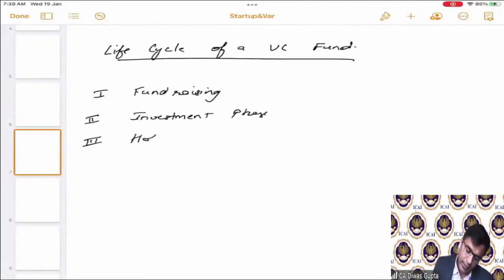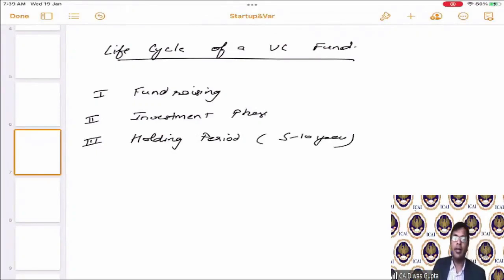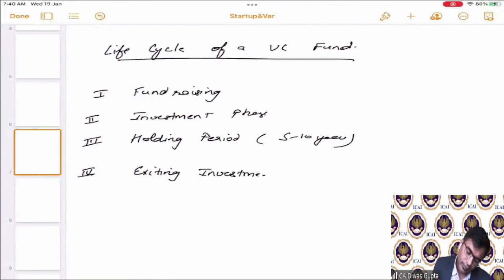Third is the holding period. Now they will hold their investments, assuming for 5 to 10 years, they will reap some valuation improvements, some kind of growth over the existing amounts. And the last part is exiting the investment. Okay, students. While they exit, they will realize their own gains.